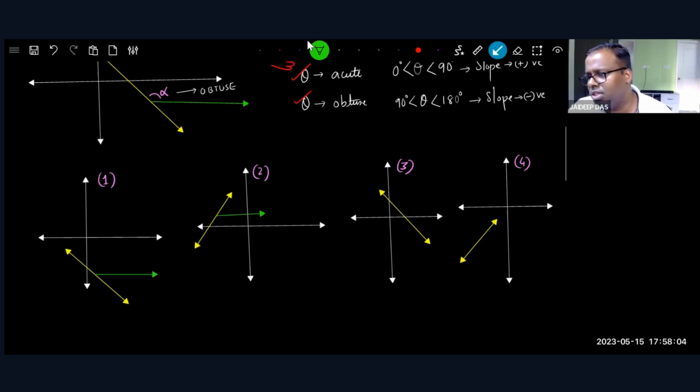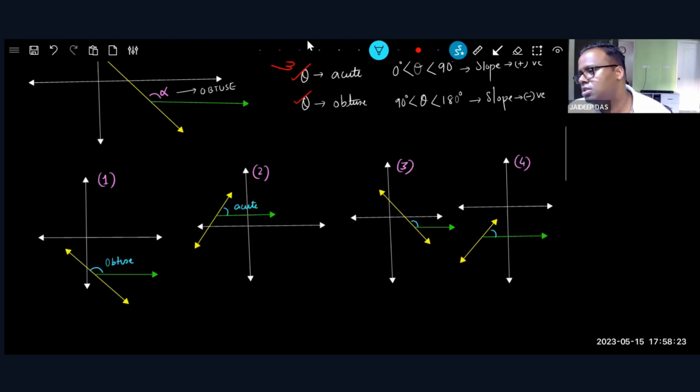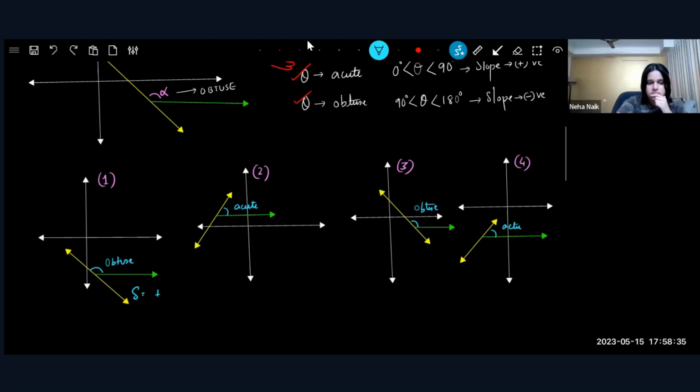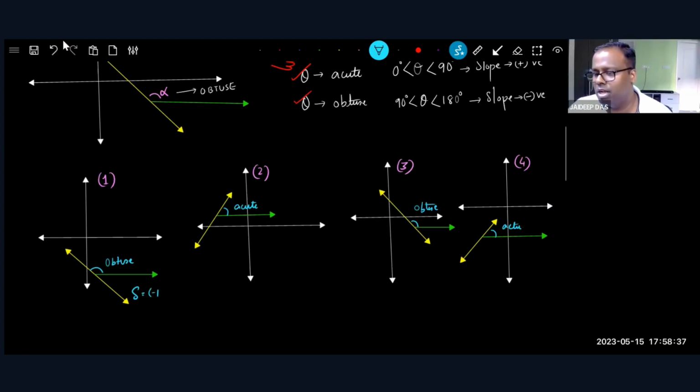Let's make the positive direction of x-axis with every line, wherever you want. Okay? Now let's plot the angles. Down, down, down, down. This is obtuse. This is acute. This is obtuse. This is acute. Can we conclude about the slopes now? What is the slope here? Positive. Negative. Okay, this is negative.